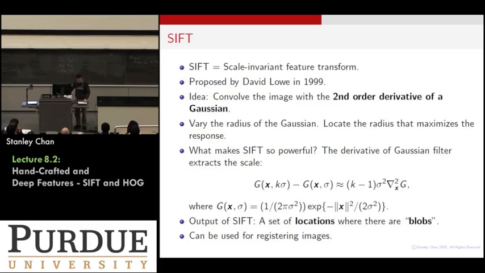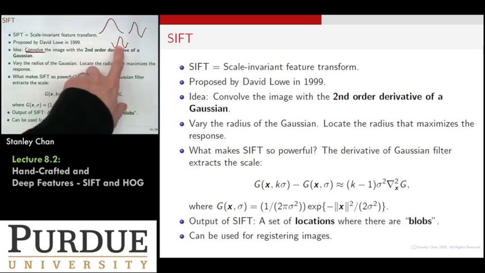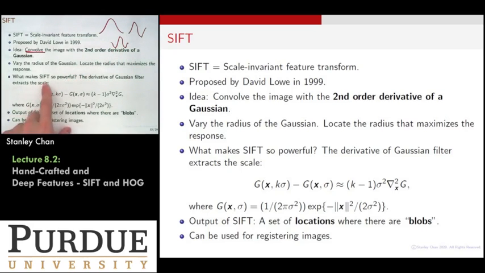Now, a little bit of detail about the SIFT operation. You can vary the radius of this Gaussian, and you can locate the radius by finding the maximum response. I'm going to talk about that later. But what is a Gaussian? Well, the Gaussian has this form. You have a 2D Gaussian. It has an exponential of your coordinates, and then you have a radius sigma squared. So that's the Gaussian equation.